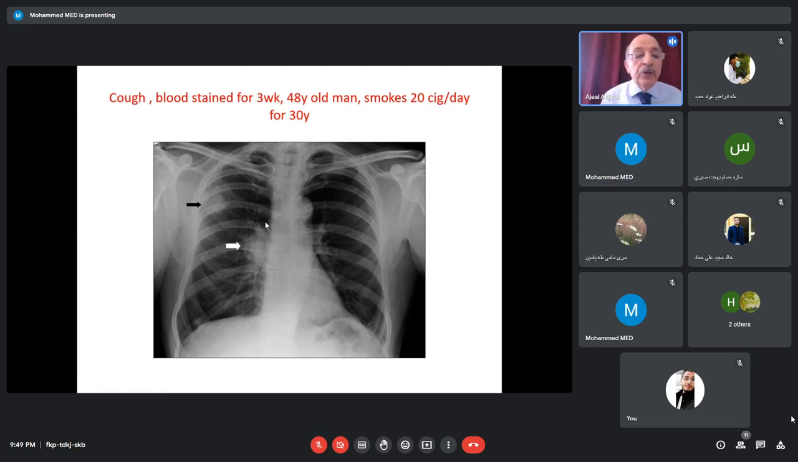Okay. This patient complains of cough with blood staining for 3 weeks. He's a 40-year-old man, and he smokes 20 cigarettes per day for 30 years. If you look at the black arrow, there is a lesion here, and the lesion is infiltrative, and the white arrow will show you an accumulation of lymph nodes in the hilum. This is typical of a bronchogenic carcinoma in a heavy smoker, a 48-year-old man.